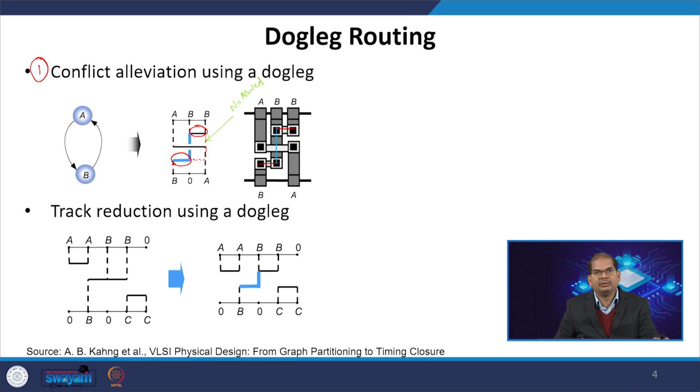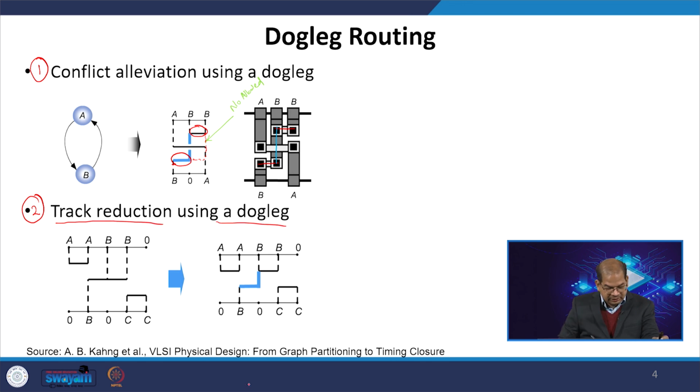Because it creates a conflict, it creates a short with the net A. So, this is how we can resolve the conflict. Then the second concept here is number of track reduction. So, how can I reduce the number of tracks using dogleg?